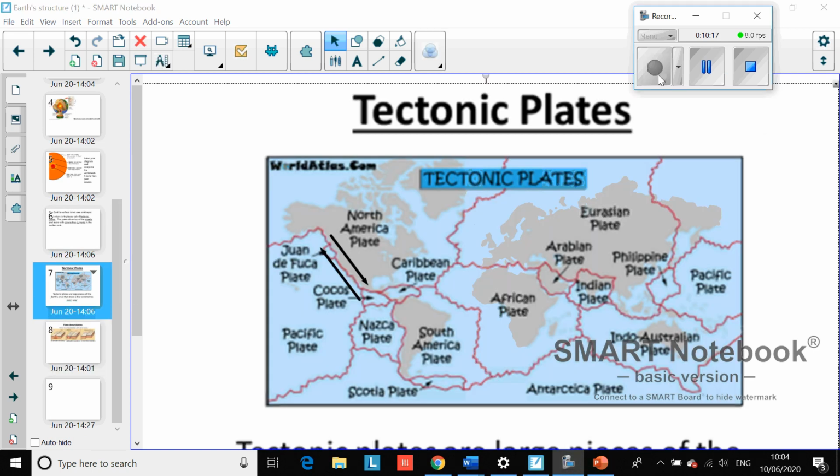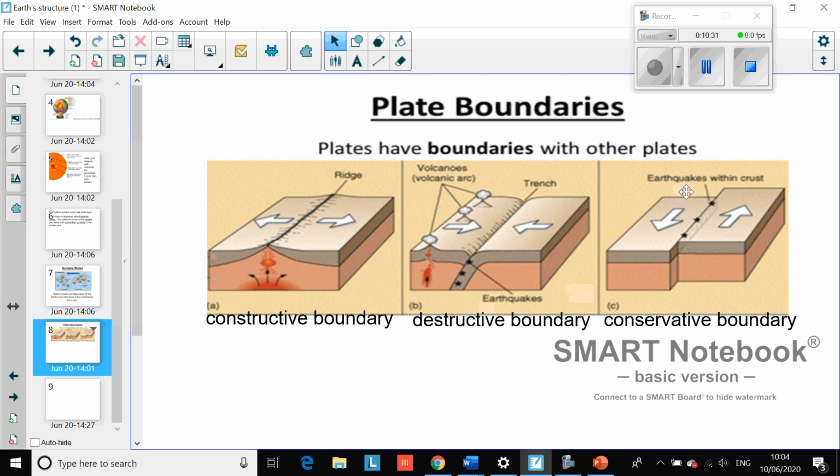Okay, welcome back. So the last kind of plate you need to know about is called a conservative plate, and that's when the two plates slide past each other. So this happens here between the North American plate and the Pacific plate. And as you can see, one plate is going one way, one is going the other. And once again, you can get mountains and volcanoes here, but this is really a big area for earthquakes. Now you can get earthquakes, volcanoes, and mountains at all of these plate boundaries.